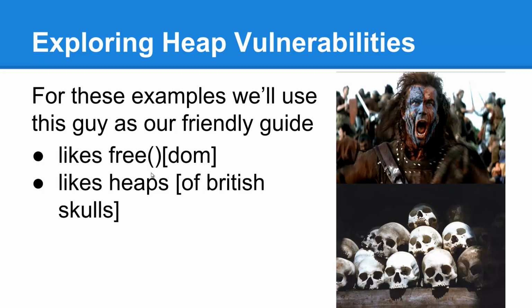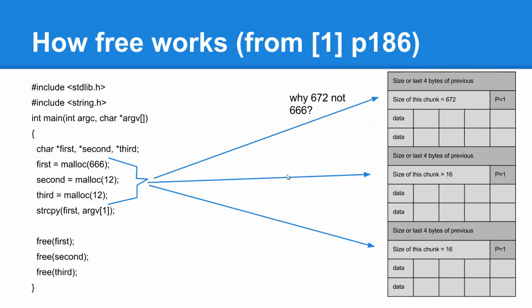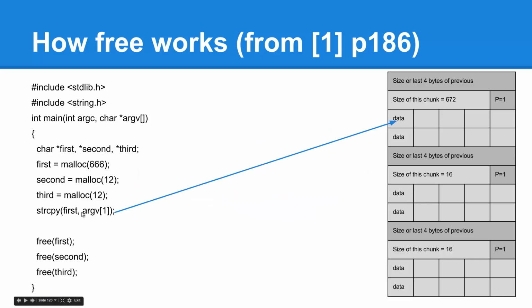And for this, we're going to use this friendly guy on the right. He really likes free, and he likes heaps, and we have this code on the left, and it's going to malloc these three chunk sizes, 12 and 666. The chunk sizes don't really matter here. They could all be 12 just for the sake of demonstration, but I digress.